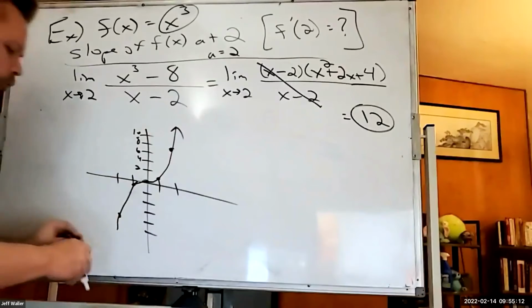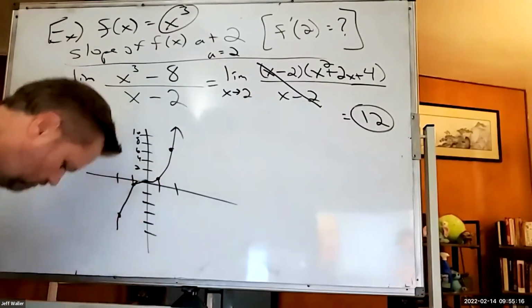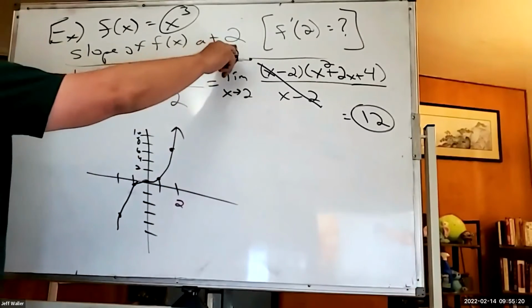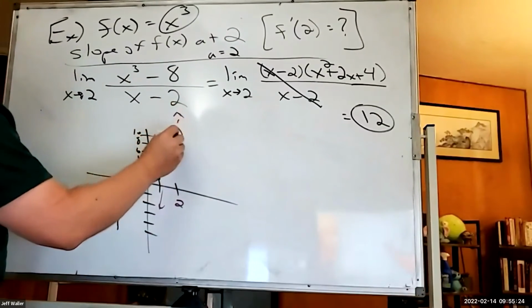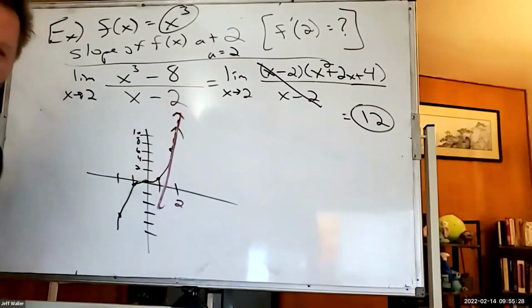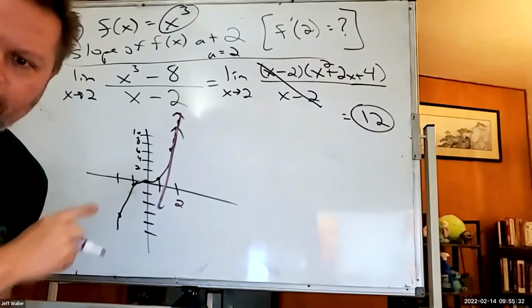All right. And then what we just figured out is the tangent line at 2 has a slope of 12. So this would be the tangent line at 2. It's actually not bad for me, this picture.